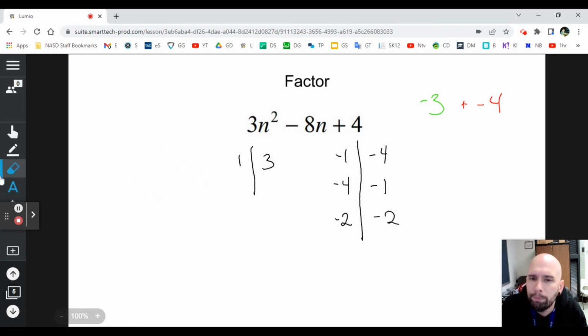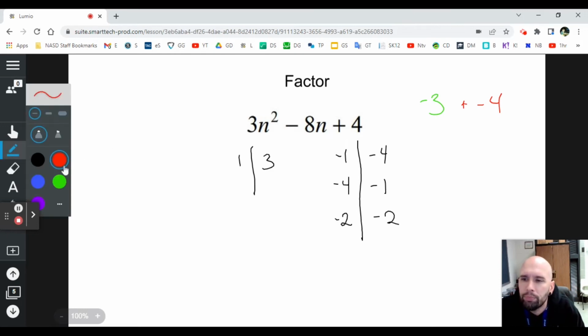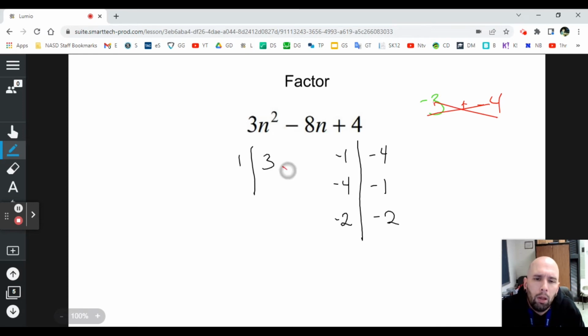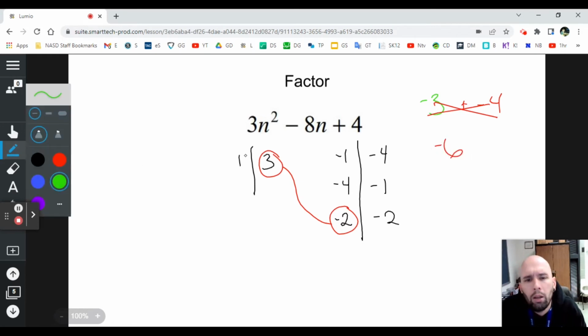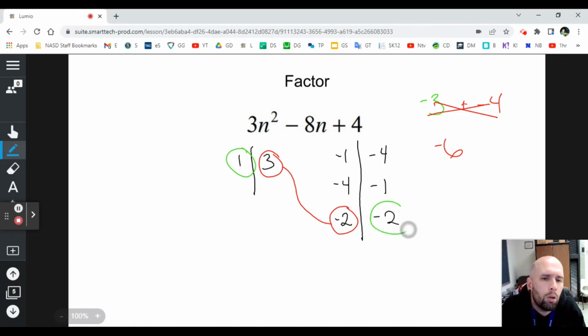Let's try the last one, because I don't have a good feeling about that last one. So the first one didn't work. 3 times negative 2 is negative 6. 1 times negative 2 is negative 2. Add them up, you get negative 8, which is the number in front of n. It's exactly what I want.